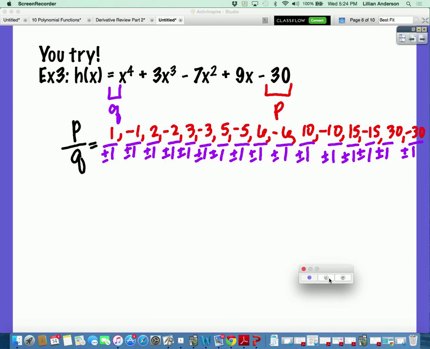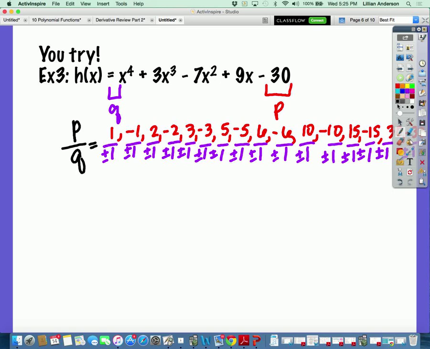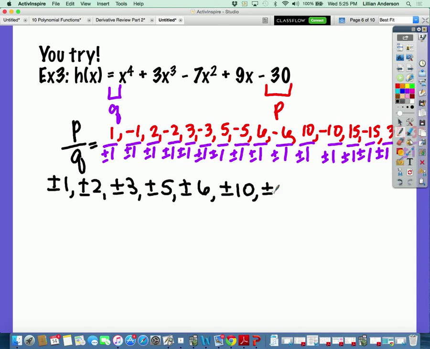So I have my P's and my Q's, all my factors of P and all my factors of Q. This one just happens to be a long one. You have a lot of factors here, okay? And so my P's and my Q's, my possible rational ones are ±1, ±2, ±3, ±5, ±6, ±10, ±15, and ±30. That's a lot of zeros that we are going to have to test out here, okay?